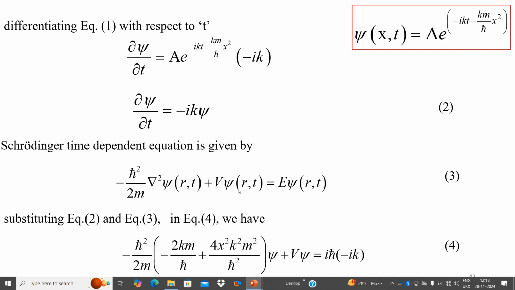Now we know that the Schrödinger time dependent equation is given by this expression: kinetic energy plus potential energy equals total energy. Now you substitute here. We have already obtained the expression for del square, which we have inserted here on the left hand side, and we are going to find out V of psi. The right hand side we have obtained just now, which is nothing but dψ/dt. So I ħ dψ/dt, instead of this you can write minus ik psi. So there must be a psi here.